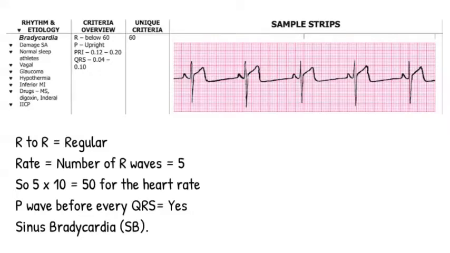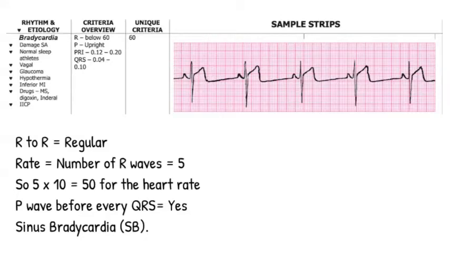Causes of sinus bradycardia can be damage of the SA node, which we know is the pacemaker of the heart, right? Some people can have this normally, like athletes. It can be a vagal response. It can be attributed to glaucoma, hypothermia, inferior MI, certain drugs, and increased intracranial pressure.